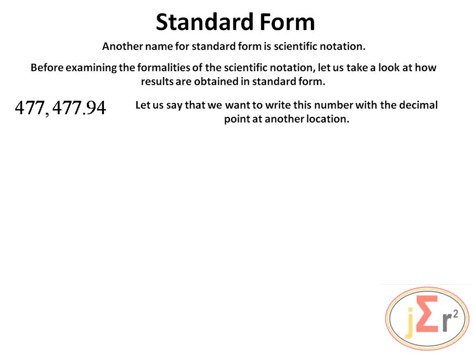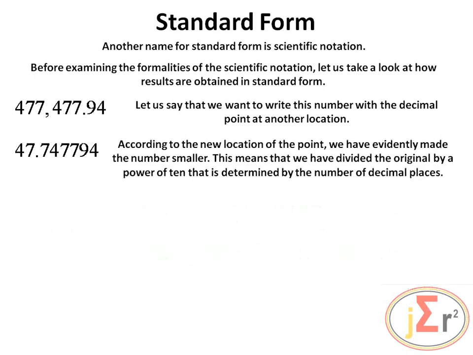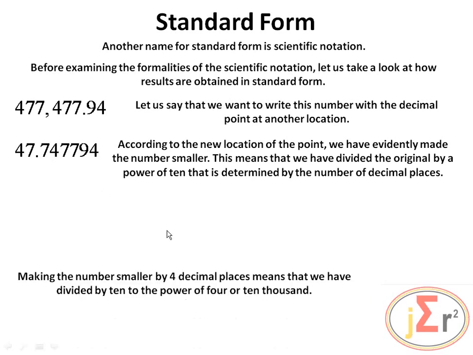Let us say that we want to write this number with a decimal point at another location. That is where we have placed it, all the way behind the 4 and the 7 that are the most significant digits. According to the new location of the point, we have evidently made the number smaller. This means that we have divided the original by a power of 10 that is determined by the number of decimal places. That is why this number appears smaller than the one that we had before.